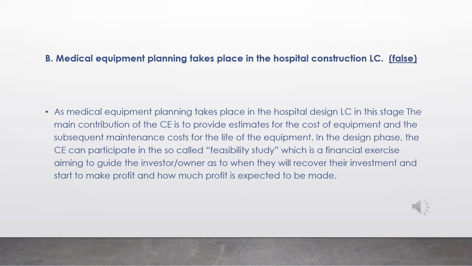B. Medical equipment planning takes place in the hospital construction life cycle. False. As medical equipment planning takes place in the hospital design life cycle. In this stage, the main contribution of the clinical engineer is to provide estimates for the cost of the equipment and the subsequent maintenance costs for the life of the equipment. In the design phase, the clinical engineer can participate in the so-called feasibility study, which is a financial exercise aiming to guide the investor or the owner as to when they will recover their investment and start to make profit, and how much profit is expected to be made.